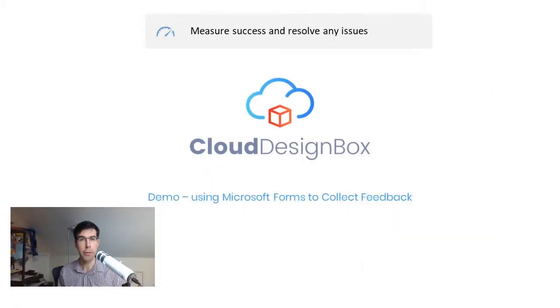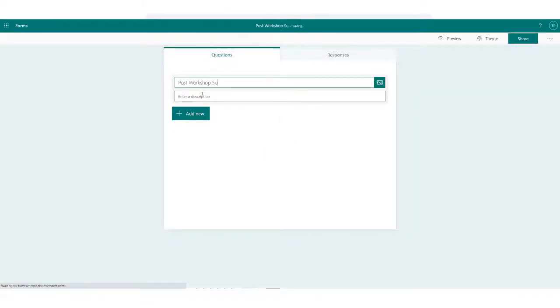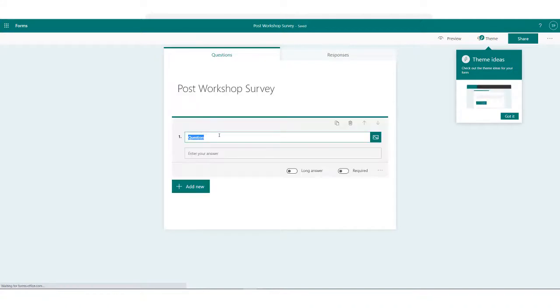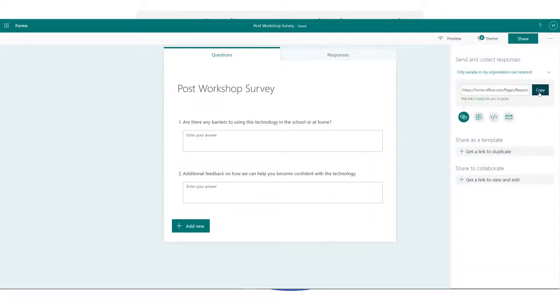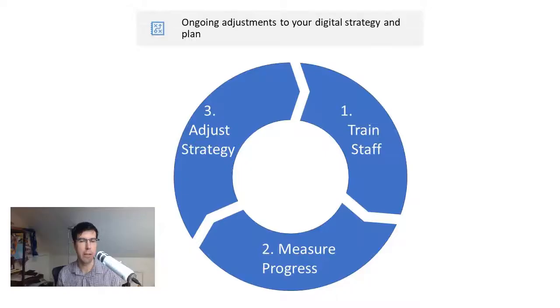So it's really important to measure success and what that looks like. And you can do that really easily using something like Microsoft Forms. So measuring how well your training's gone, getting some feedback from it, we can just open up Microsoft Forms. We can create a quick survey, and it could just be a couple of questions like this. And then we can just send it out to staff after they've attended those training sessions.